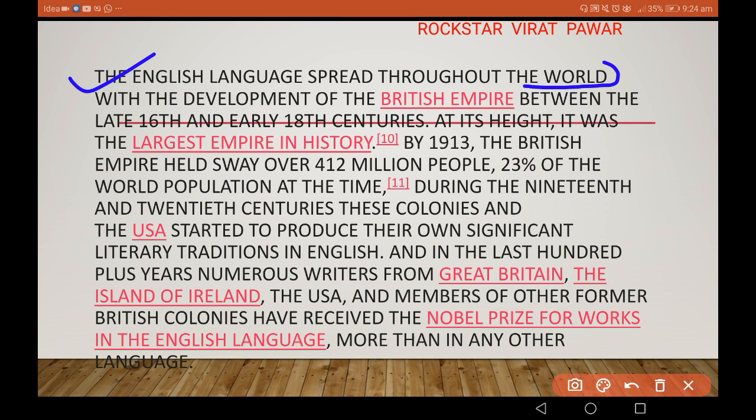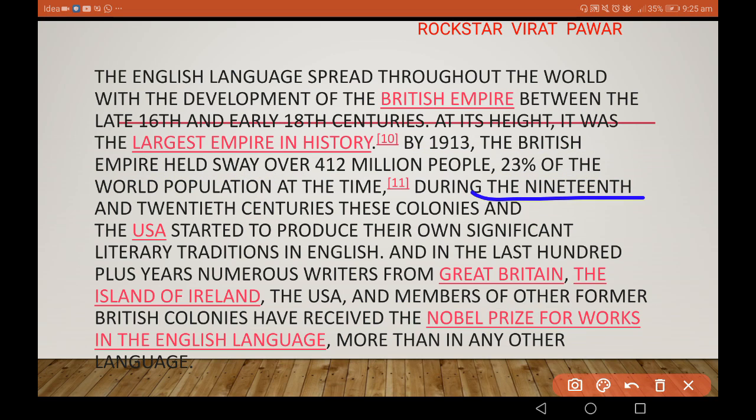We know that the English language spread throughout the world with the development of the British Empire between the late 16th and early 18th century. What happened then? At its height, it was the largest empire in history, and by 1913 the British Empire held sway over 412 million people, 23% of the world population at the time.